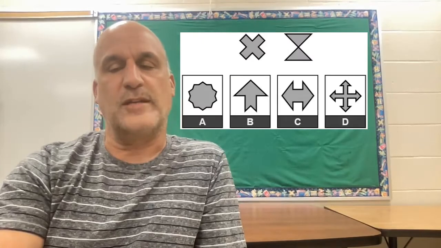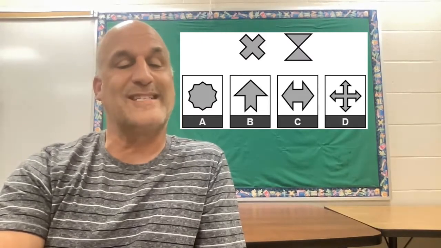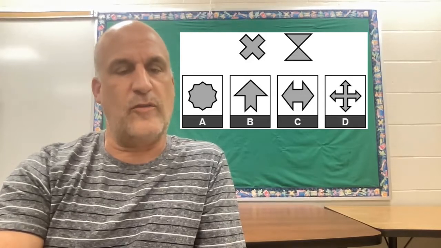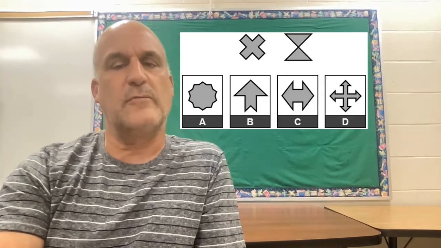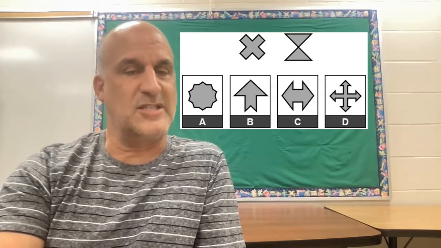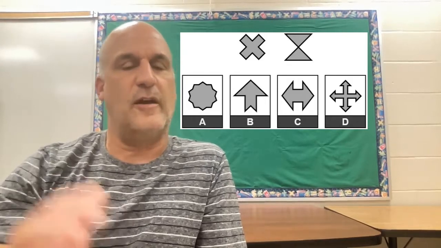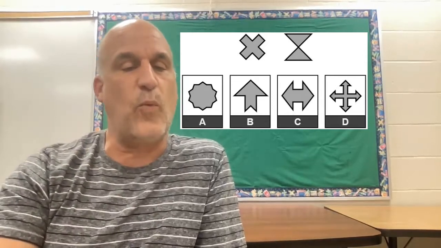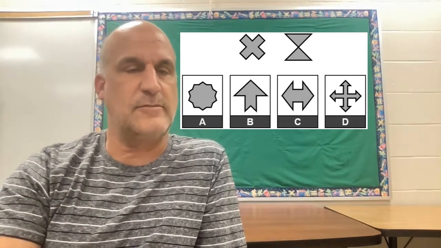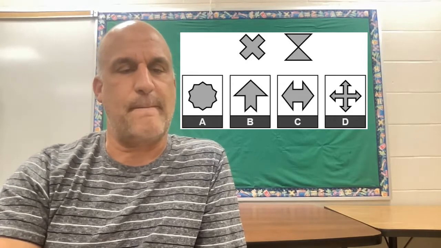The second one that we're going to take a look at is this one right here. And these are ones that are which one does not belong. So in other words, we're looking at these shapes and we're trying to determine which one does not belong or does not share a common feature. So if you look at these, you have this X, and you have an hourglass shape. And so you have to try to figure out which one of these does not belong. So I'm going to give you a second to take a look at that.